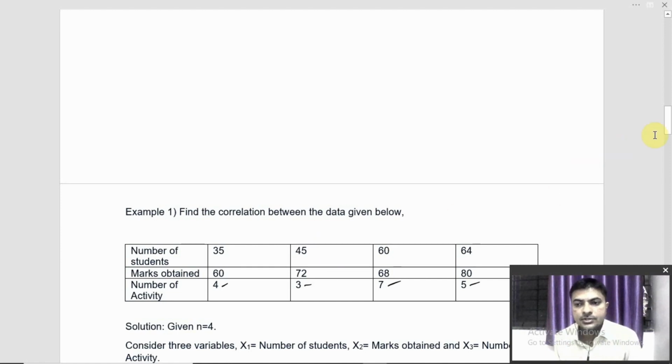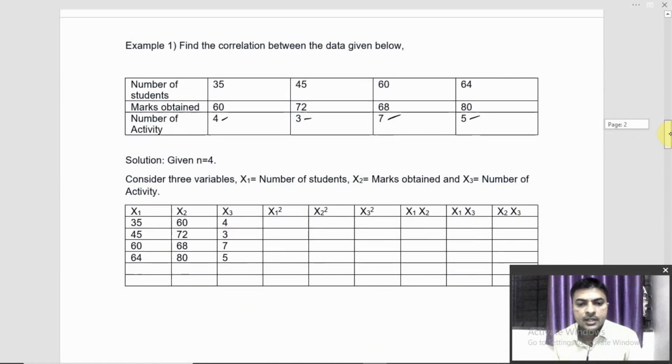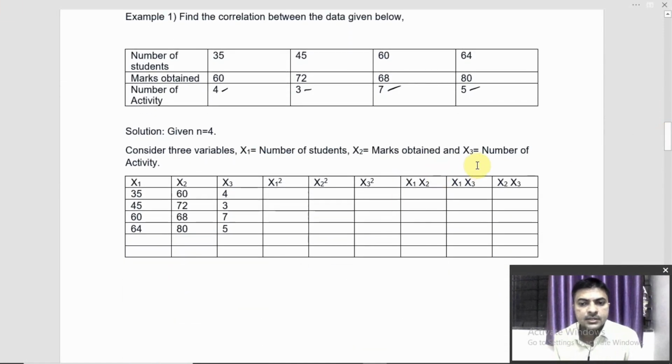Okay, now we consider here x1, x2 and x3. x1 I am going to take as the number of students, x2 is marks obtained, and x3 is the number of activities. I have just taken the table here: x1, x2, x3, x1 square, x2 square, x3 square, x1 into x2, x1 into x3, x2 into x3. So like this I have taken all the values, then I'm going to take the sum. So simple calculations you have to do. This one is very, very important.